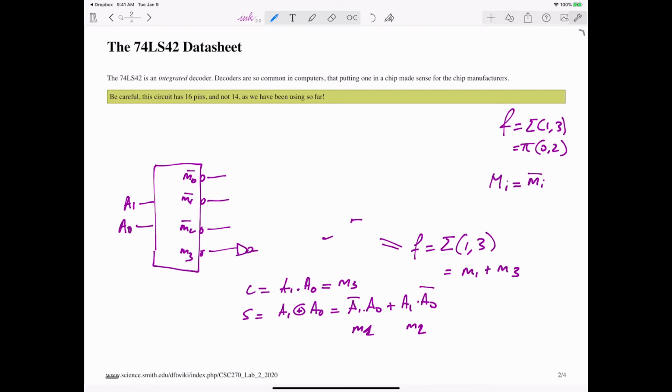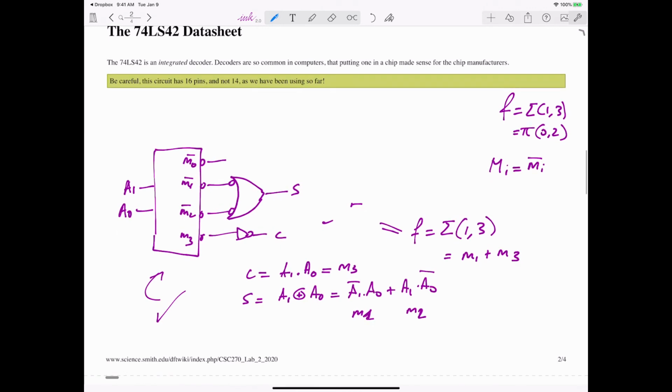So if I invert this, I get the carry, right? And if I OR, removing the inversion and using a NAND gate, then I get my sum. So check mark. We know how to implement a 2-bit adder with a decoder that has active low outputs by using an inverter. This inverter here I could easily implement with a NAND gate. So now, 2 NAND gates, that's it, and the decoder.